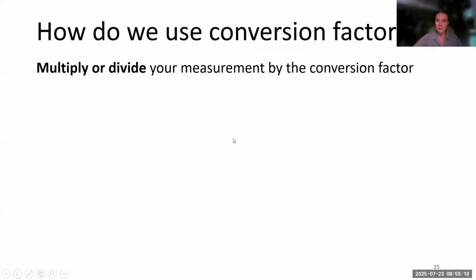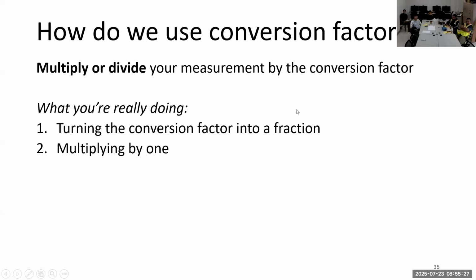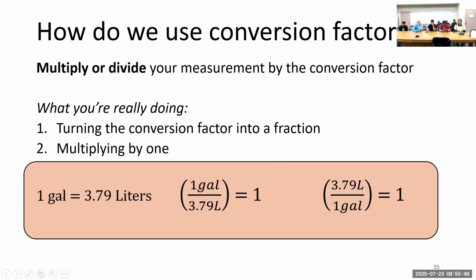So how would you use conversion factors? You're basically multiplying or dividing your measurement by that conversion factor. This is just going to be a quick intro to conversions. We'll get more into that in later classes, as you go along, but just really quick and basic. What you're really doing with a conversion is turning the conversion factor into a fraction and then multiplying it by 1. You're trying to mess around with your different units so that you can solve for one of your units or the other. It's another form of algebra.